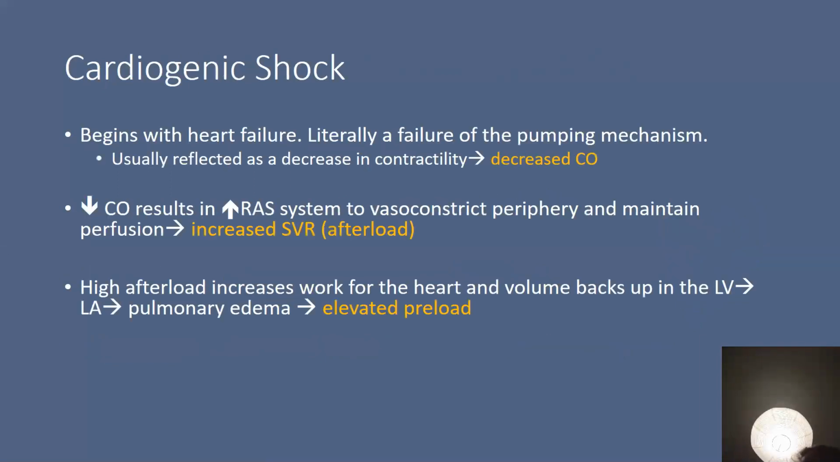Okay, so cardiogenic shock. I won't spend much time on this since you guys have already had heart failure in therapeutics. But remember, heart failure is a failure of the pumping mechanism. So usually you have a decrease in cardiac output. When that happens, the decrease in cardiac output results in a lower blood pressure, and so your body increases your renin-angiotensin system to try to vasoconstrict and maintain perfusion. This is a compensatory mechanism.